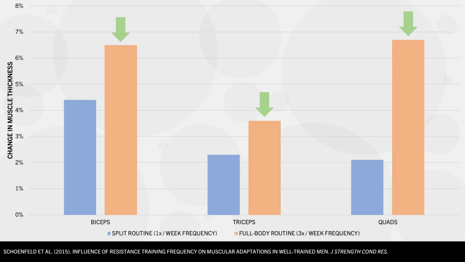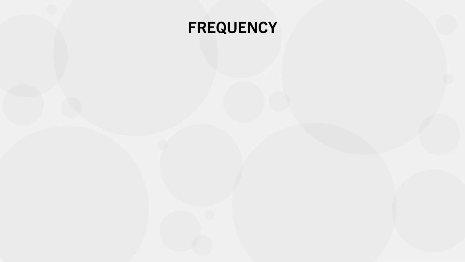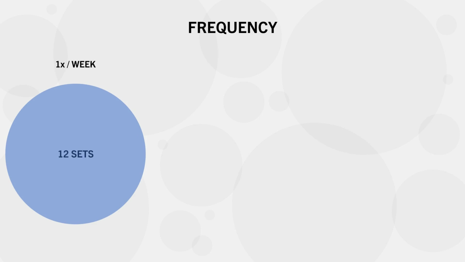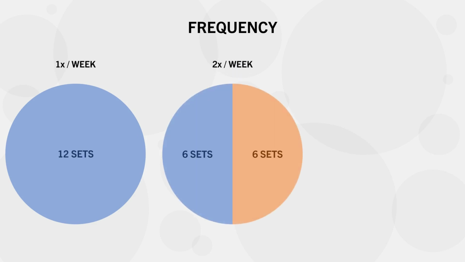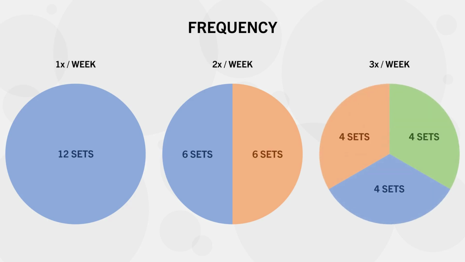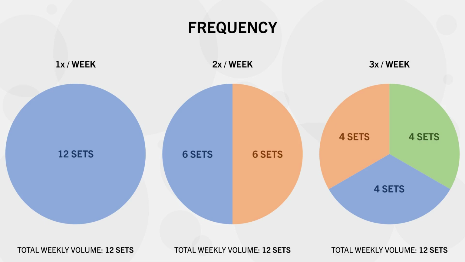As an example, let's say we trained a muscle with 12 sets per week. We could perform all 12 sets in a single workout, we could perform 6 sets across 2 workouts, or we could perform 4 sets across 3 workouts. Although the total weekly volume is the same for each example, we would probably see greater muscle growth when hitting a muscle 2 or 3 times per week compared with performing all sets in a single session.